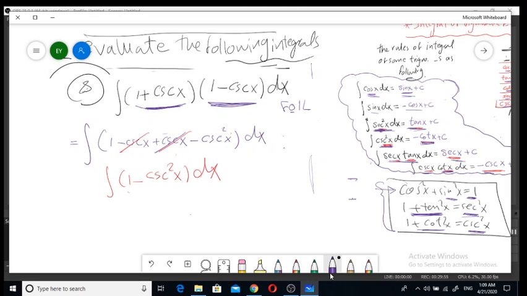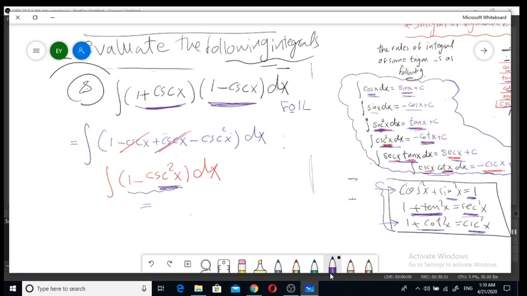One minus cosec squared x. If we use the Pythagorean relation, 1 minus cosec squared x will be negative cotan squared x, but we don't have the integration of negative cotan squared x, so we are not going to use this relation. And we have the integration of cosec squared x. The integration of cosec squared x will give us negative cotan x.